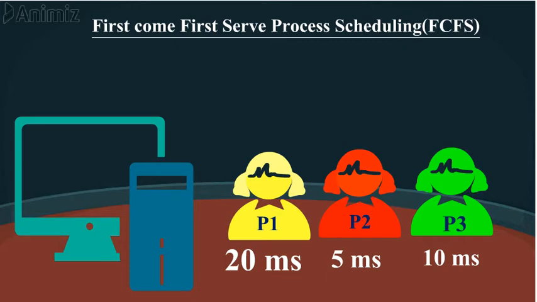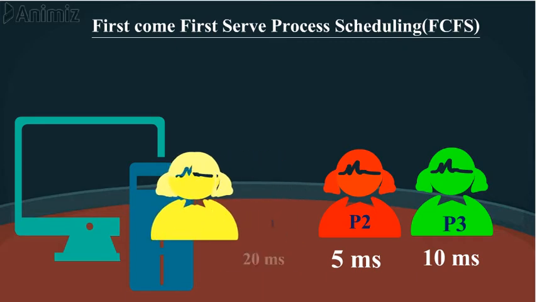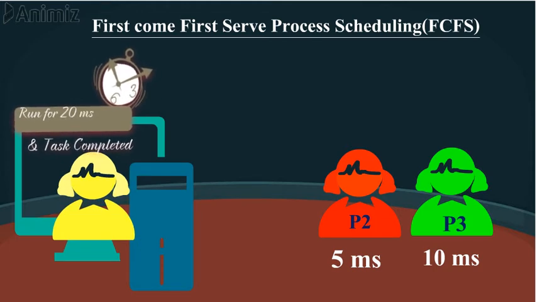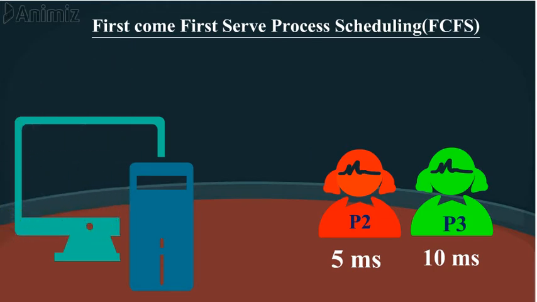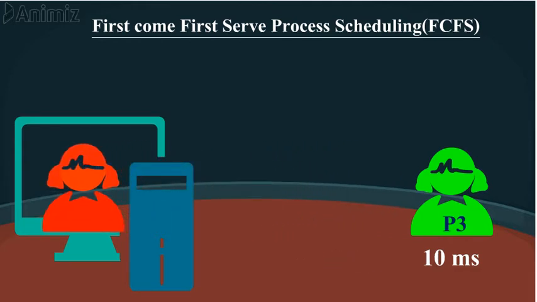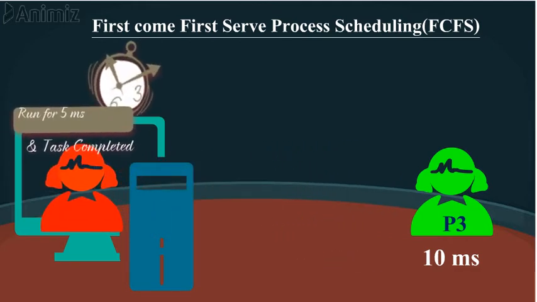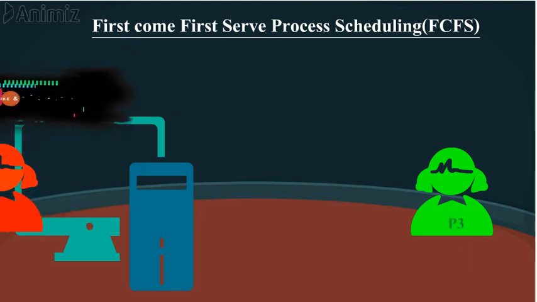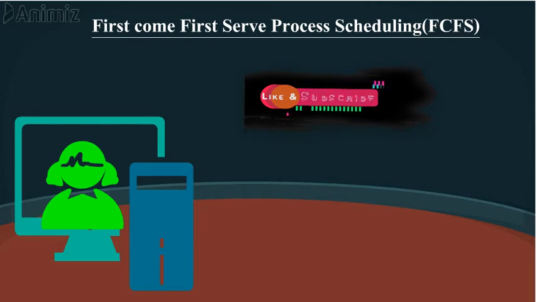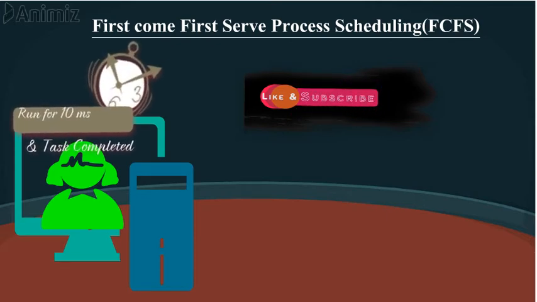Now, among the three processes, P1 comes first, so it will get its execution for 20 milliseconds and exits when it's completed. Now the process P2 will execute for 5 milliseconds and exits when it's completed. And finally, the process P3 will get its turn for execution of 10 milliseconds and exits when it's completed.